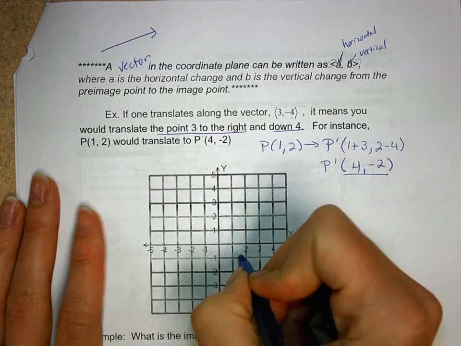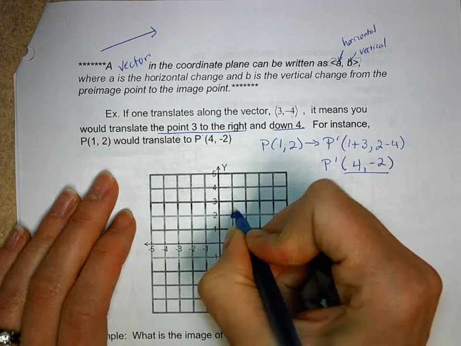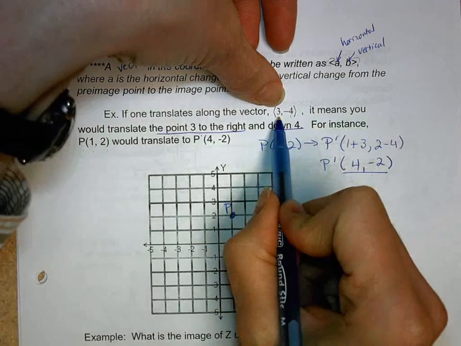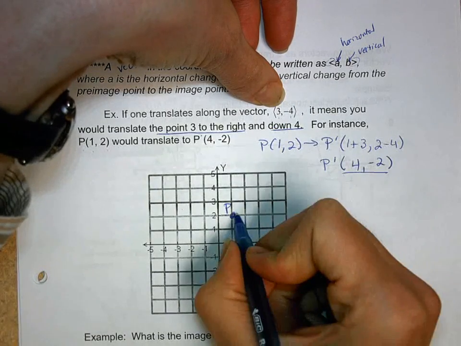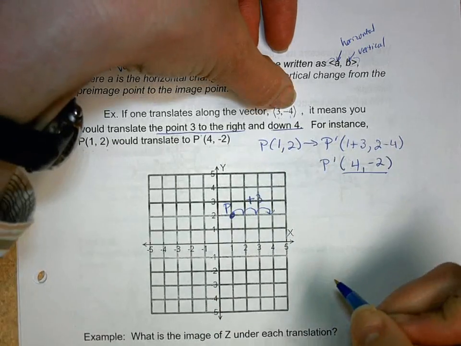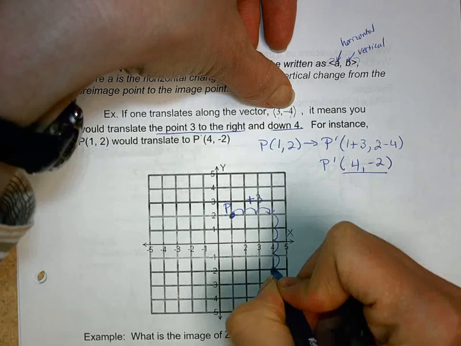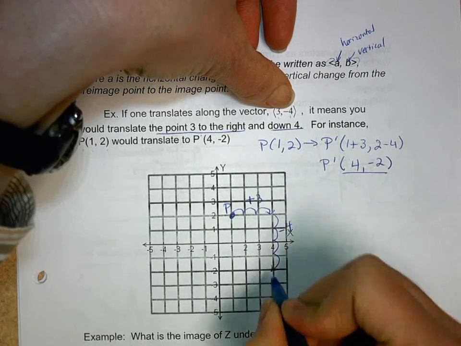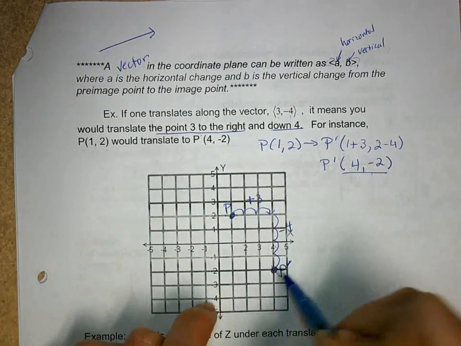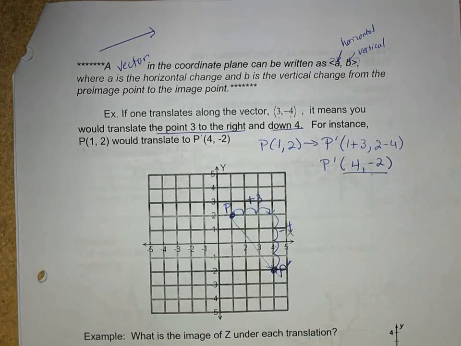Let me show you the visual of this. Point P is (1, 2). I want to translate it. If I do this vector, it tells me to go horizontally 3 places to the right. So I go 1, 2, 3. That's my horizontal change. But vertically, it tells me to go down how many? 4. 1, 2, 3, 4, because that's a negative 4. So my new point, P prime, is at (4, -2). So here'd be my vector. It translated in that manner.